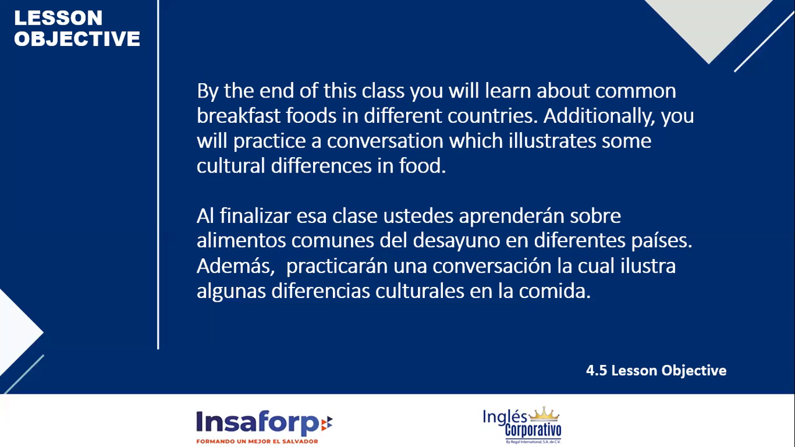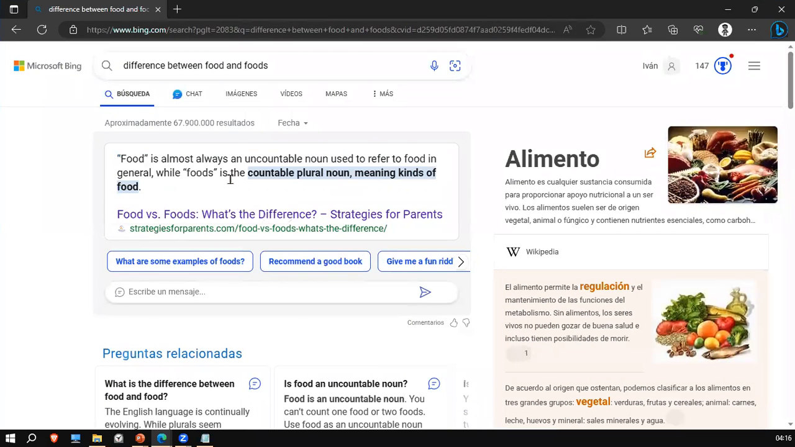Aquí en el chat. So, as you can see, it says, food is almost always an uncountable noun used to refer to food in general, ¿verdad? Cuando yo digo food, es comida en general. Ah, la comida está súper rica. ¿Ya preparaste la comida? ¿Verdad?